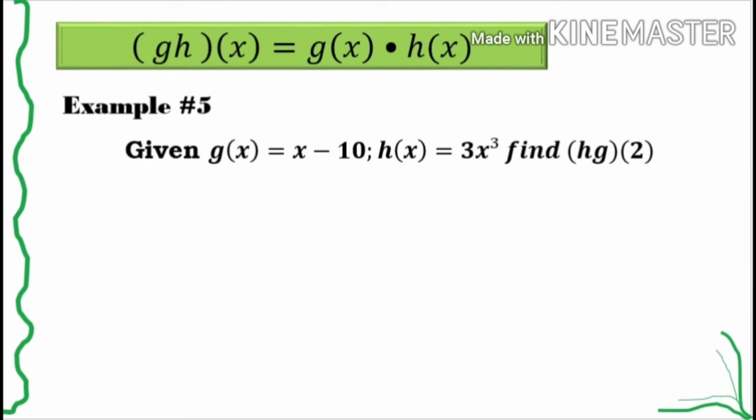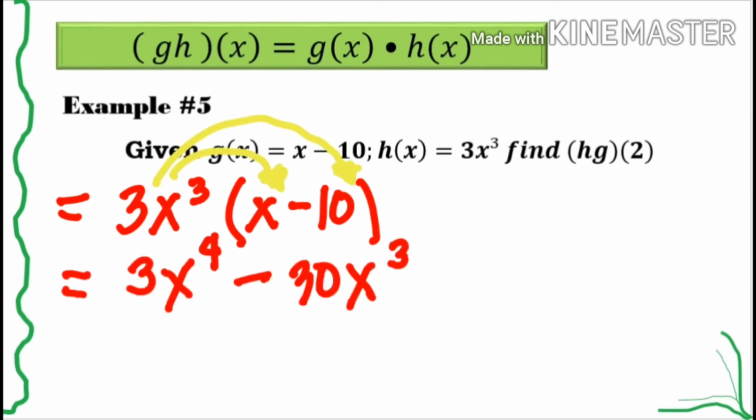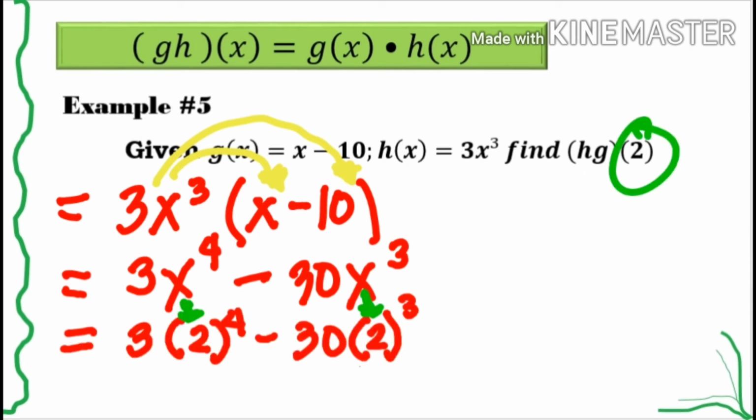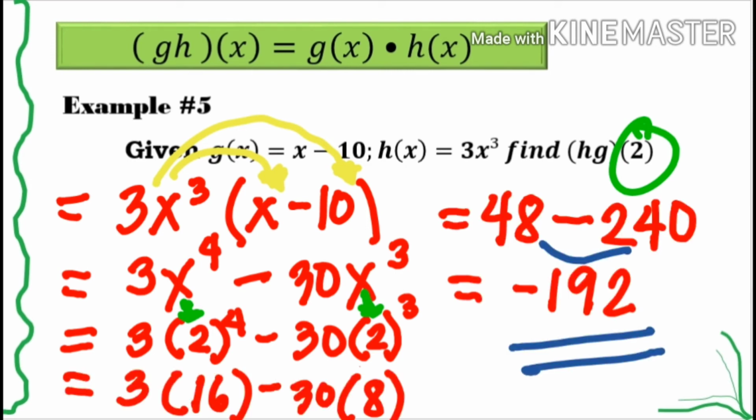Example number 5, given g of x equals x minus 10, h of x equals 3x cubed, find h times g of 2. Okay, substitute the given to the formula, then distribute 3x cubed to the quantity of x minus 10. Then, substitute the value of x, which is 2. So, 2 raised to 4 is 16. And then, 16 times 3 is 48. Then, 2 raised to 3 is 8. 30 times 8 is 240. 48 minus 240 is negative 192.